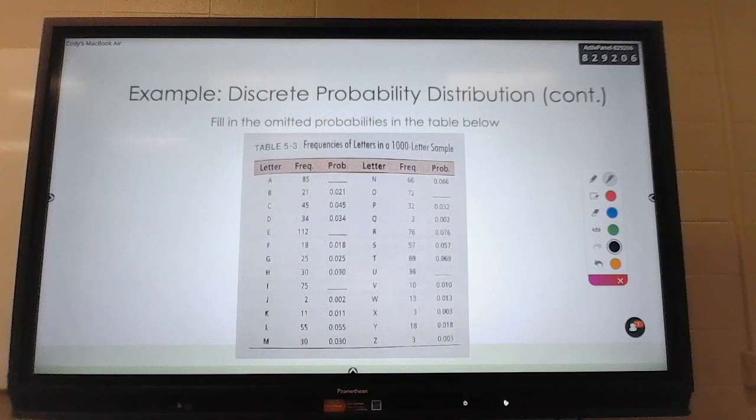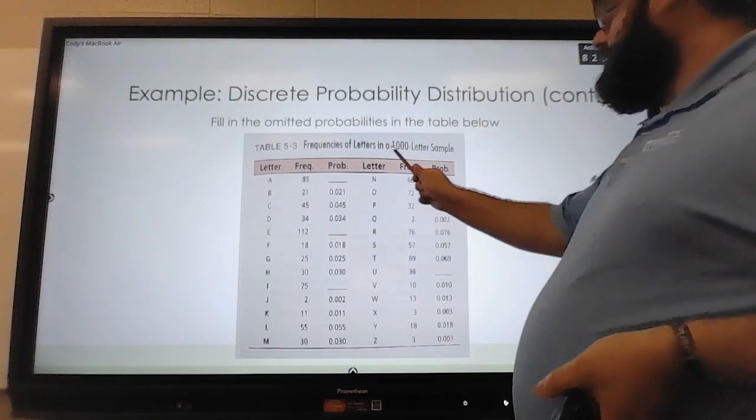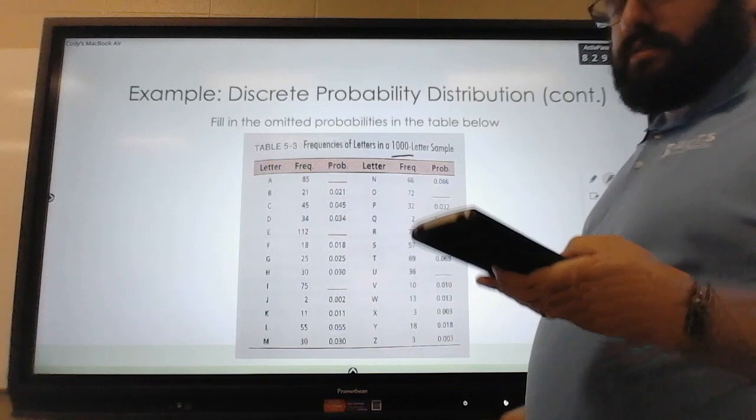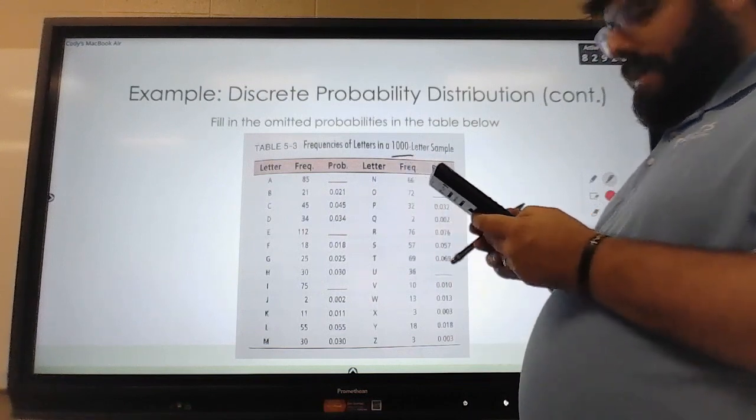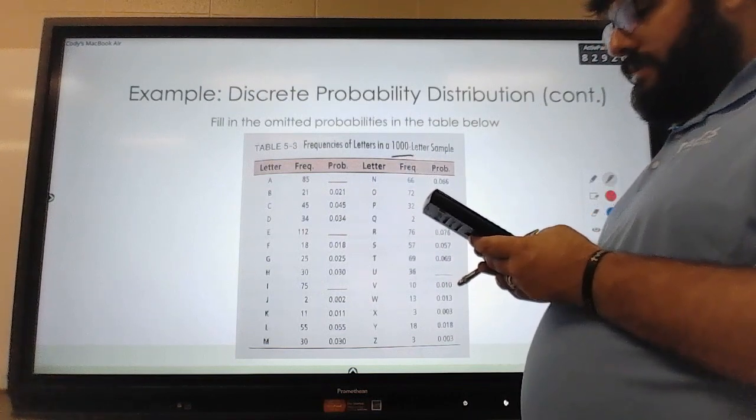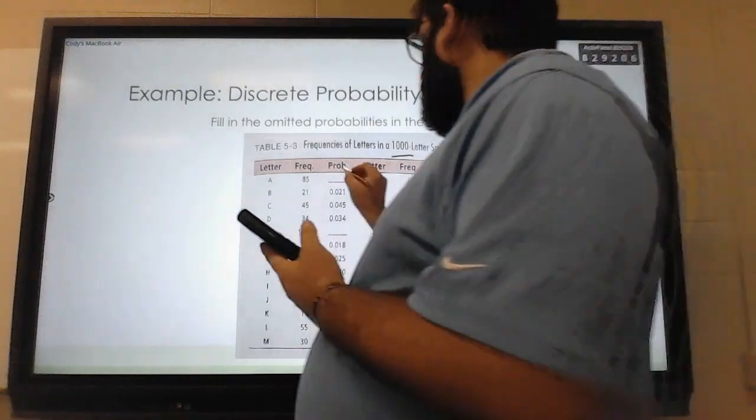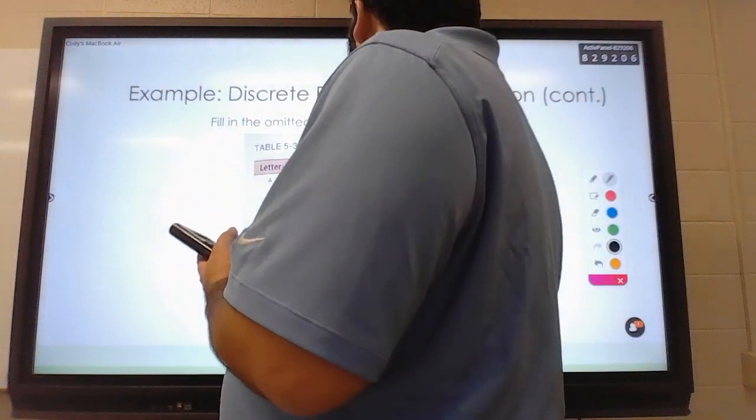All right, here are the probabilities in this table. We want to go ahead and fill those in. These are frequencies of letters in a 1,000 letter sample. So if I'm going to fill these in, first off, I'm going to need to take the values that have missing probabilities, look at their frequencies, and divide by 1,000, because again, this is relative frequency. So for A, 85 divided by 1,000, and that's 0.085.